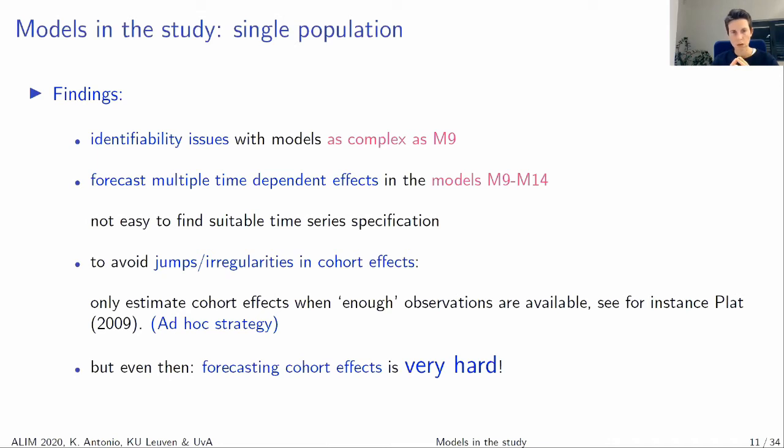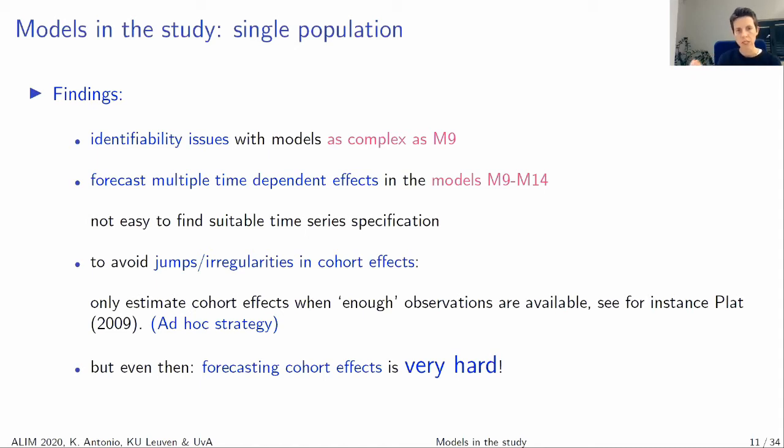So this is a bit of an ad hoc strategy, and we also see that even if you agree with this ad hoc strategy, the forecasting of cohort effects could be really difficult, and some researchers even decide not to do that at all, right? So not even try to attempt to find a meaningful forecasting model for the calibrated gamma parameters.